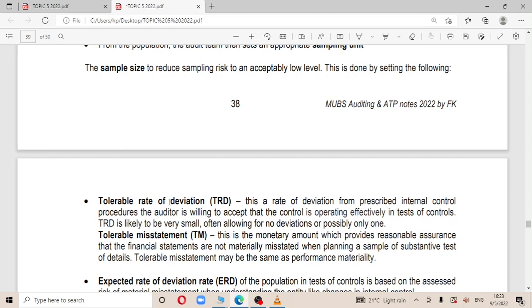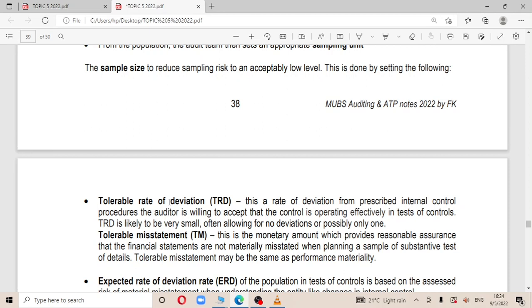There is a prescribed internal control procedure. For example, the document must be signed by the financial manager. That is the prescribed internal control. But you find it was signed by the accountant, meaning there's a deviation. It is supposed to be signed by the financial manager, that's approval, but the financial manager maybe was not there and the accountant signed. So there is a deviation. As an auditor, can you accept that or you can't accept that? Can an accountant represent a financial manager or not? So you must state your tolerable rate of deviation. How much are you going to accept as an auditor?